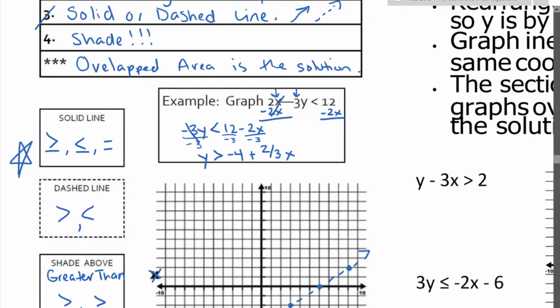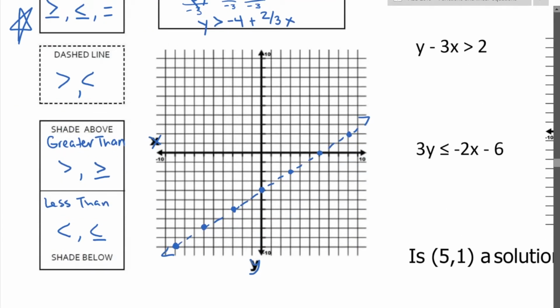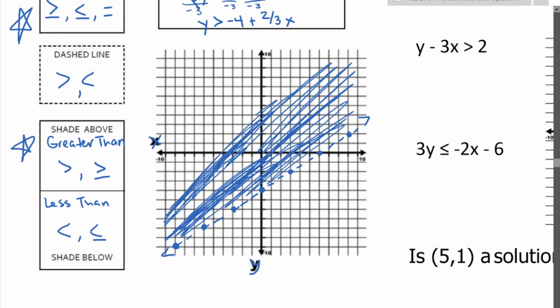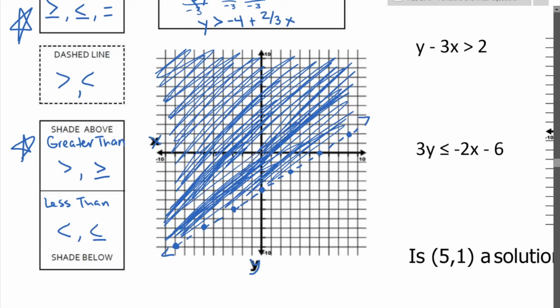Step 4 is to shade. So which way do I shade? Do I shade up or do I shade down? Well, it's a greater than sign and it says to shade above. So you grab your marker or your pencil, and just start coloring this in. Start shading it up. This was always something that was fun for me, in a math class at least. Everything that you are shading right now is an answer. So all of this that is shaded is an answer.